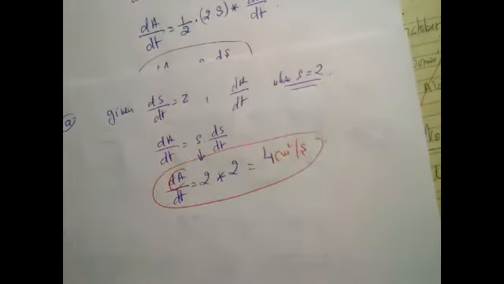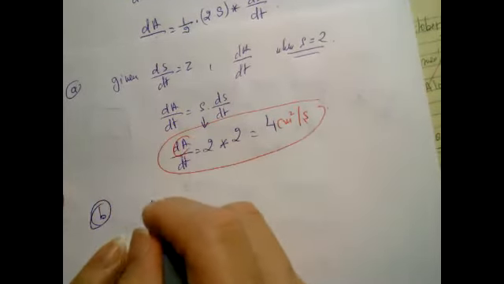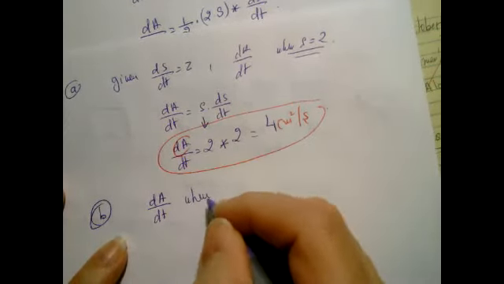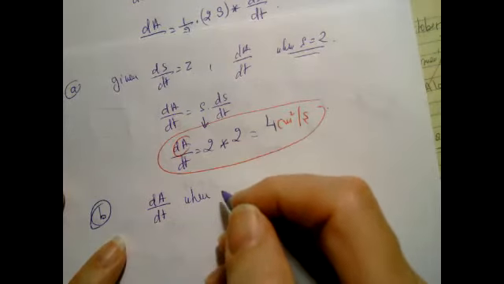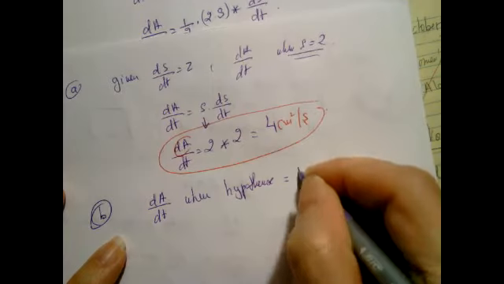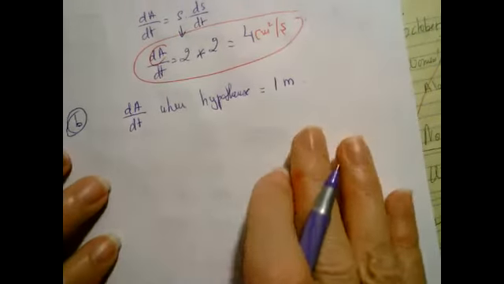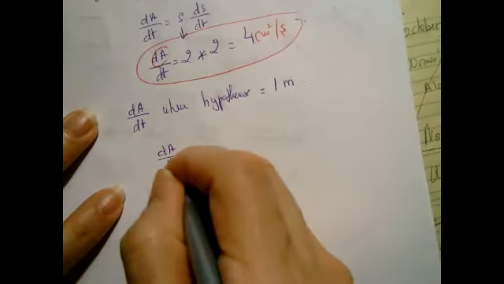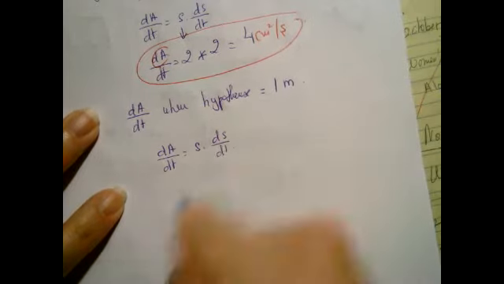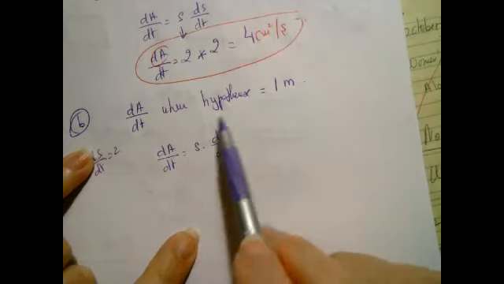Okay. So let's look at part B. In B, they want me to find dA/dt, and the given is the same. Find dA/dt when the hypotenuse is 1 meter. Okay, so that's B. They want me to find dA/dt when the hypotenuse is 1 meter. Now, the relation I have, the relation between the rates, is dA/dt equals S, the length of the side, times dS/dt. Okay, dS/dt is always 2, so that hasn't changed. But now they want me to find dA/dt when the hypotenuse is 1.